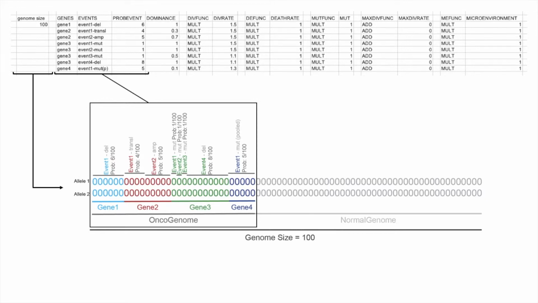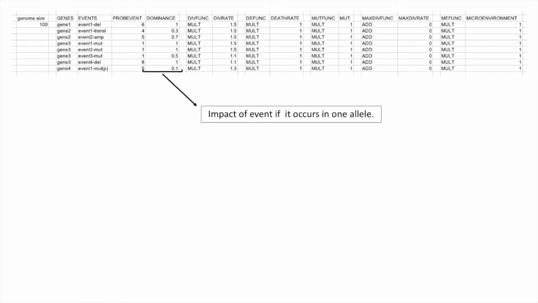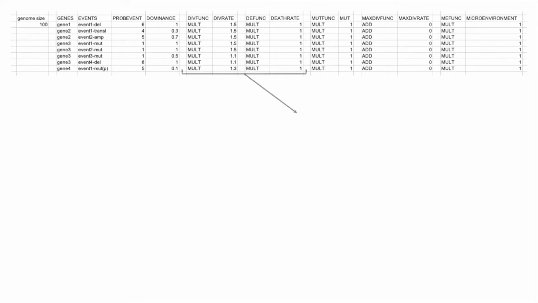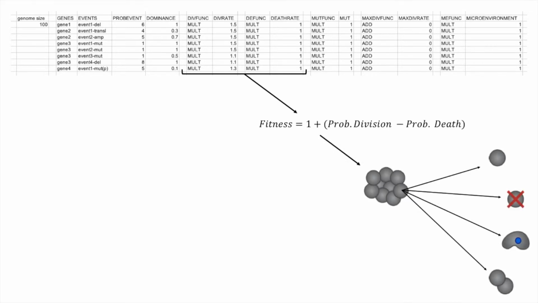For each event, a dominance value can be set, which corresponds to the impact of the event if it occurs in one allele. Alteration in the second allele leads to the full effect of this gene. Next, the probability of division and death can be set, which will impact the fitness of an Easy cell being hit by a given event, and thus affect their presence in the final population.